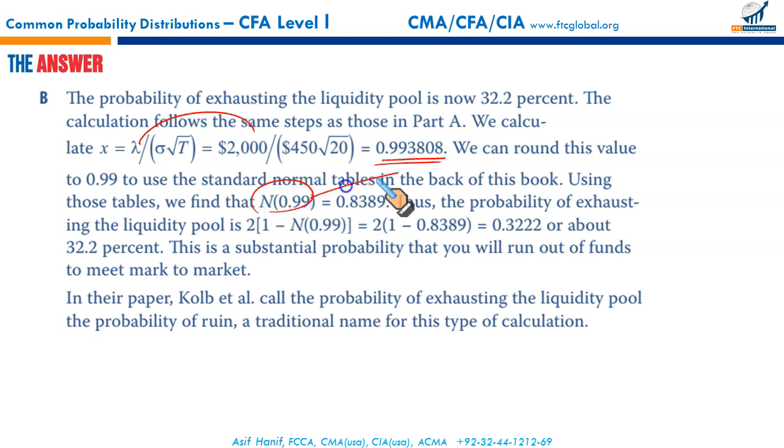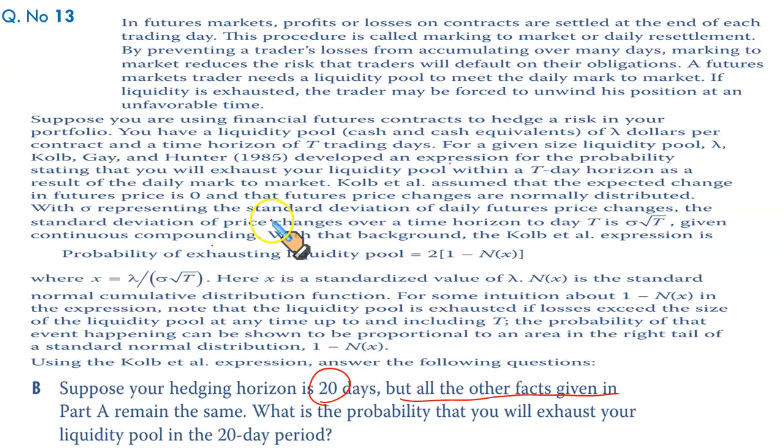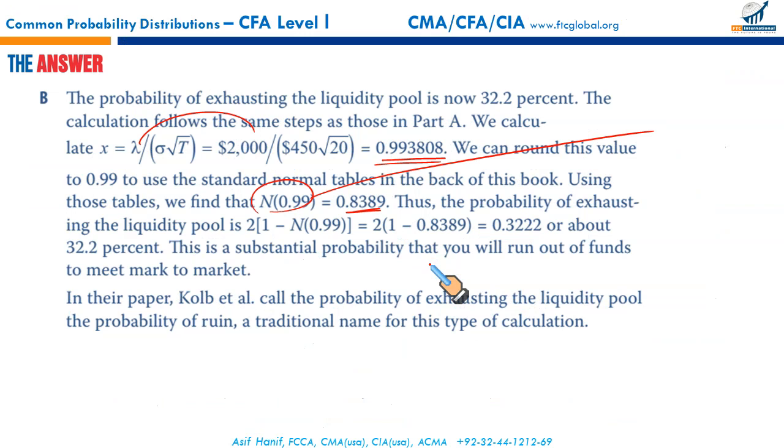So you will look up 0.99 in the Z table, and you will find the probability to be 0.838. Now what is the probability of exhausting your liquidity pool? This is the formula: 2 into 1 minus N(x). 2 into 1 minus N(0.99), which you found the value to be 0.8389.